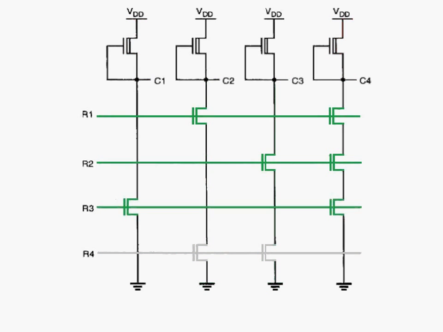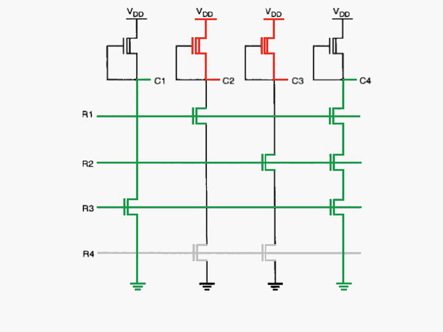Row 4 input is low, and row 1, 2, and 3 inputs are high. When the row 4 input is low, the NMOS transistor corresponding to row 4 in column 2 and 3 will be turned off. Therefore column 2 and column 3 outputs will be tied to VDD.